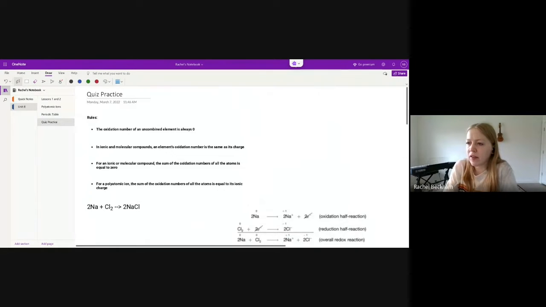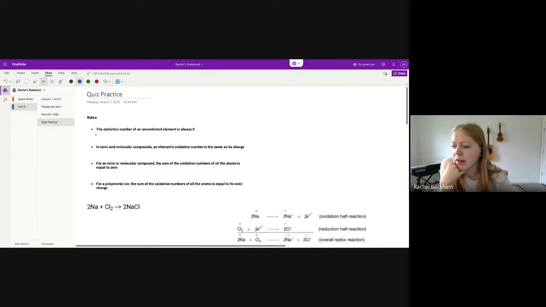So this lessons 1 and 2 is covering oxidation reactions and reduction reactions. And so you have to know how to assign oxidation numbers on various elements. So here are the 4 basic rules. The first rule is that the oxidation number of an uncombined element is always 0.